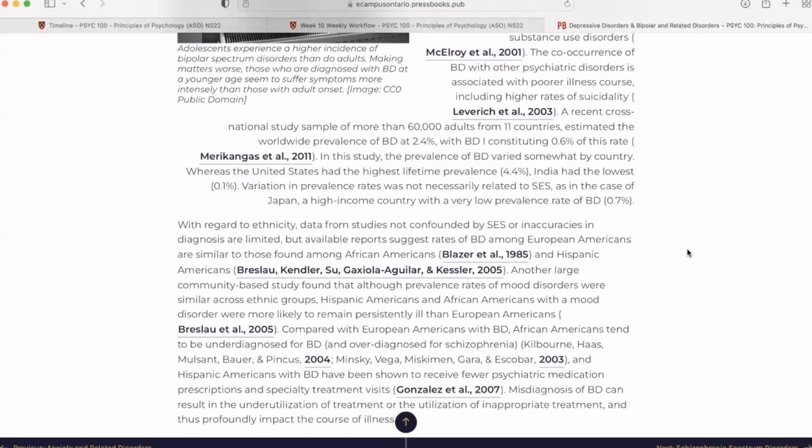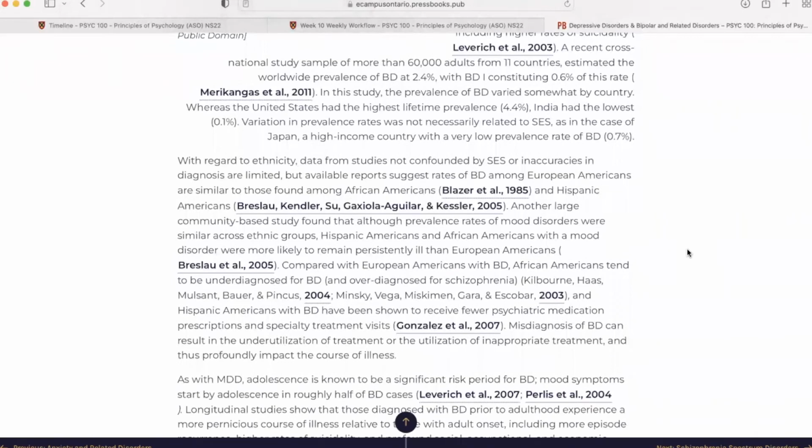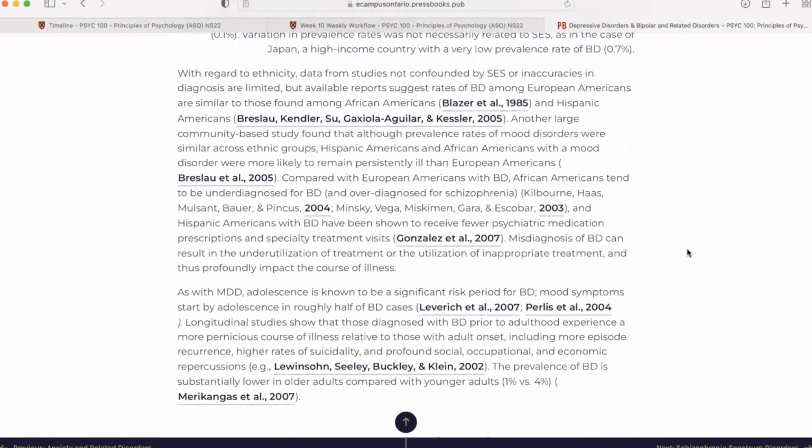With regard to ethnicity, data from studies not confounded by SES or inaccuracies in diagnosis are limited, but available reports suggest rates of BD among European Americans are similar to those found among African Americans and Hispanic Americans. Another large community-based study found that although prevalence rates of mood disorders were similar across ethnic groups, Hispanic Americans and African Americans with a mood disorder were more likely to remain persistently ill than European Americans.